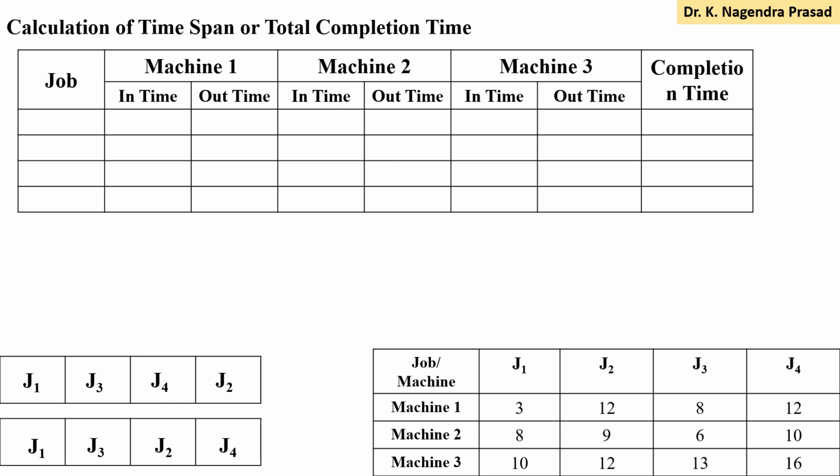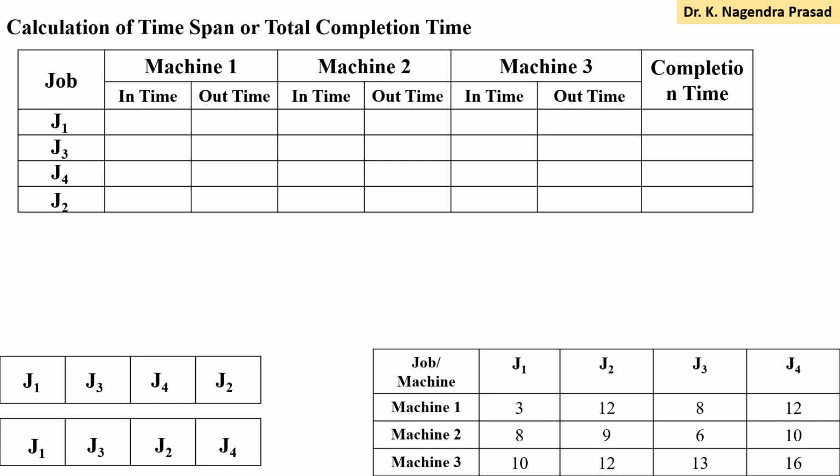For this I have to draw a tabular column. In the first column I write down the job sequencing order. The second column is machine 1 in time as well as out time. The next column is machine 2 in time and out time. The next column is machine 3 in time as well as out time, and the next one is the completion time for the respective jobs. First we start with the first sequencing order J1, J3, J4, J2, so we write it down in the job column.